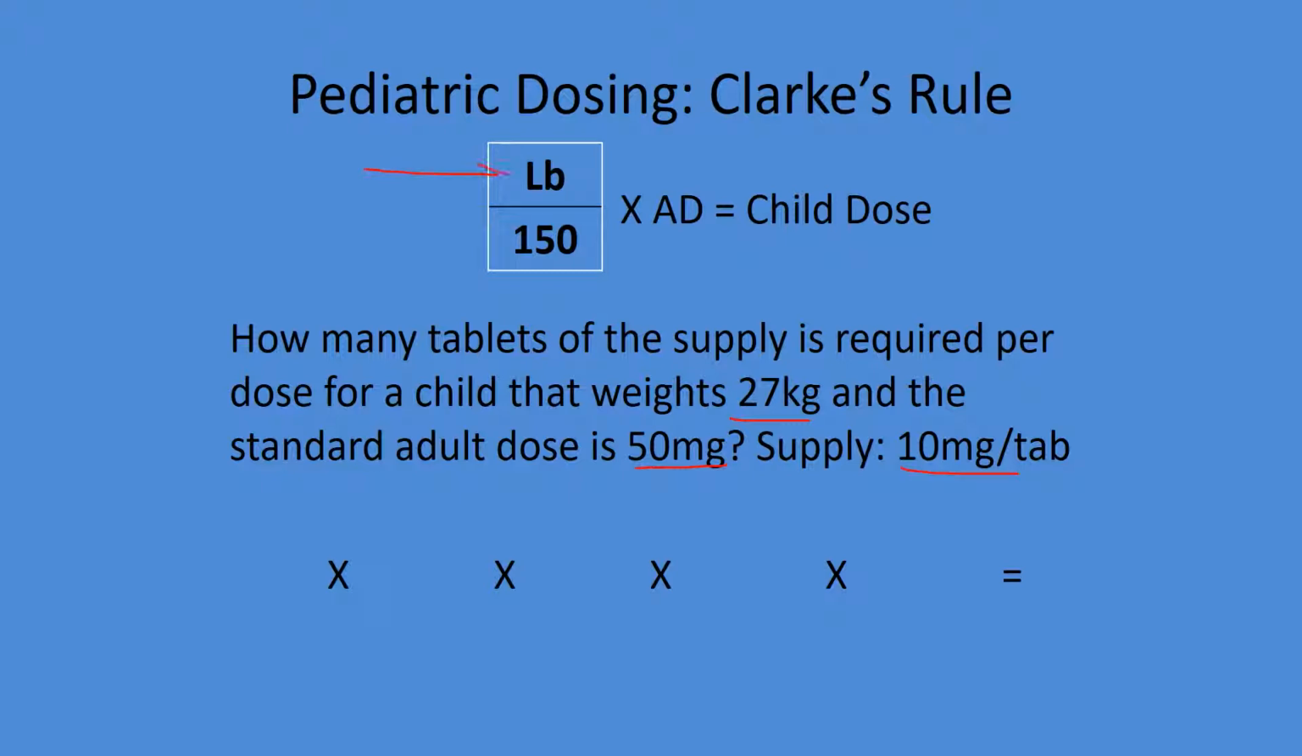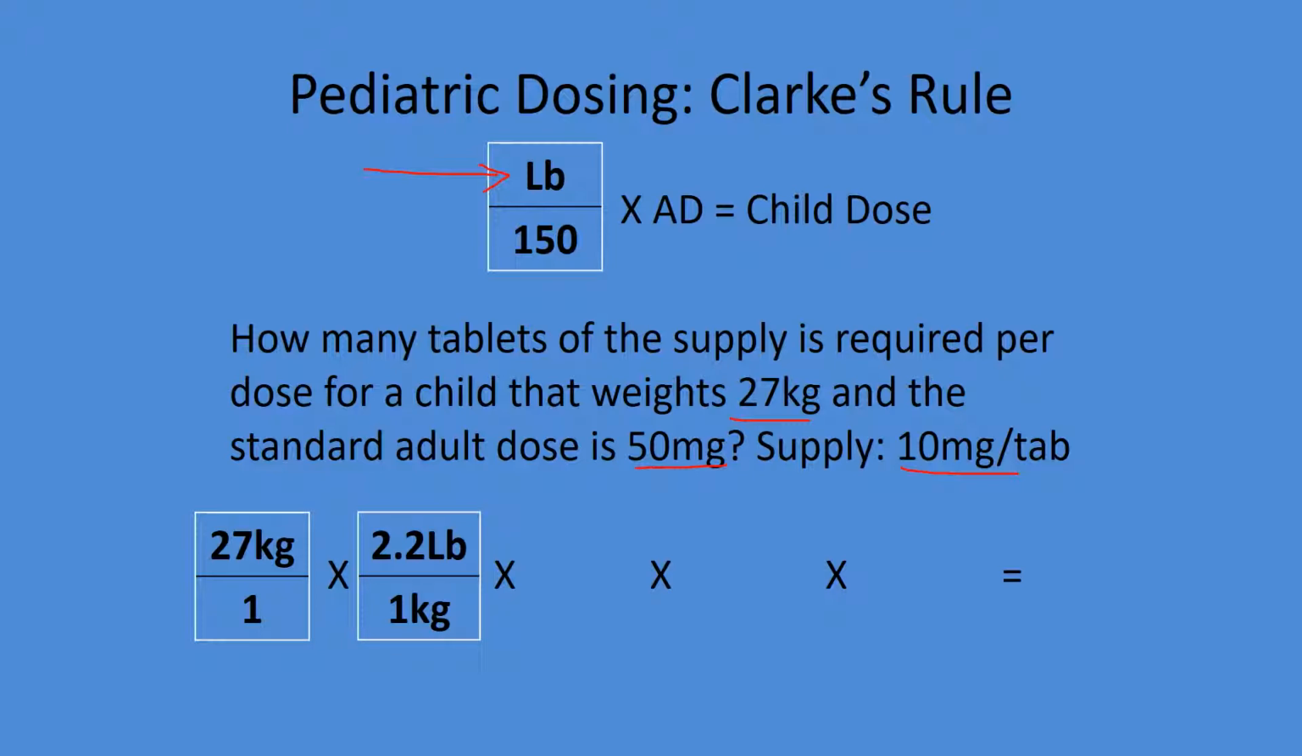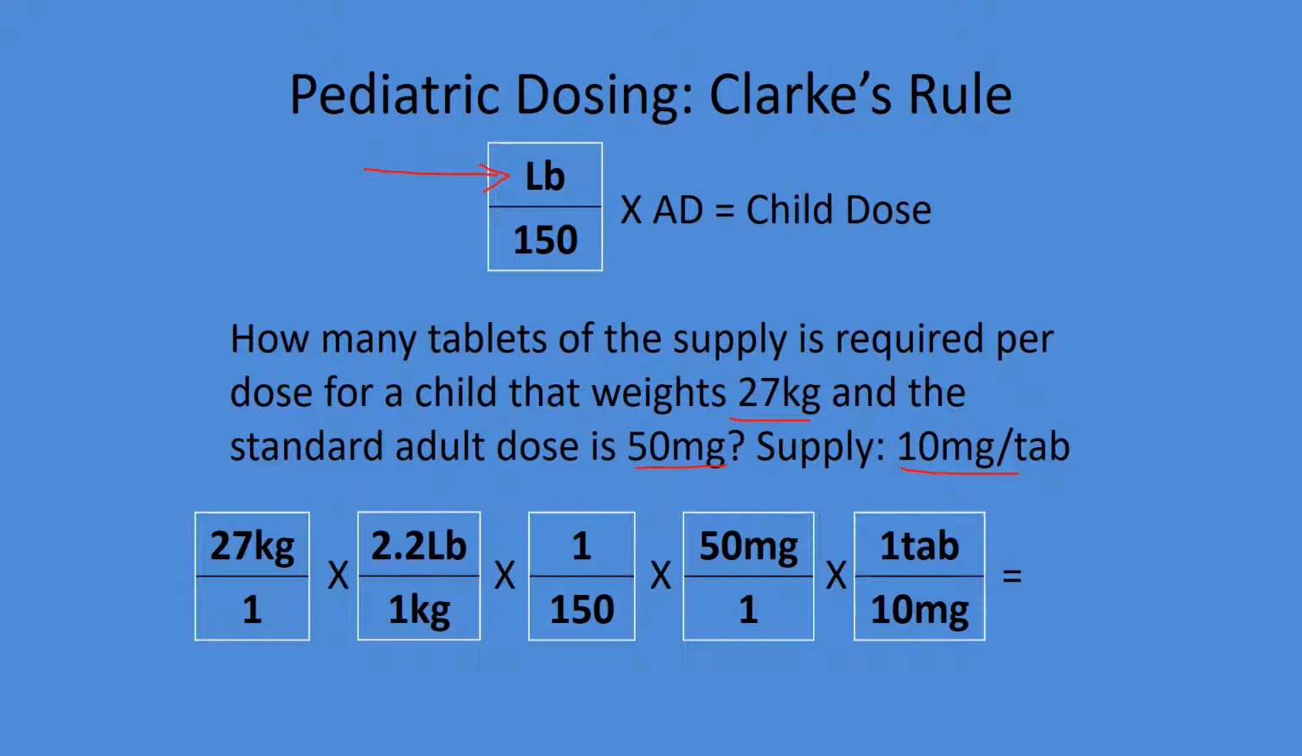So this equation needs pounds. The first step probably is to convert those kilos into pounds, so 2.2. Now that we're in pounds, we'll divide by 150 and multiply by the supply. In this case, the adult dose is 50 milligrams per dose, and the supply is 10 milligrams per tab. So in the end, you'll need 2 tabs.